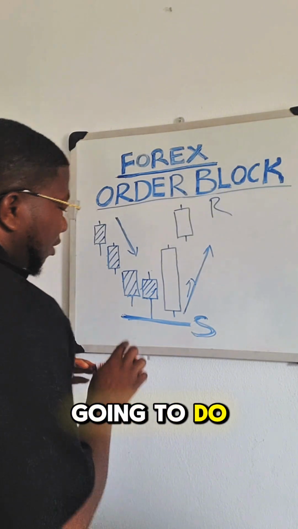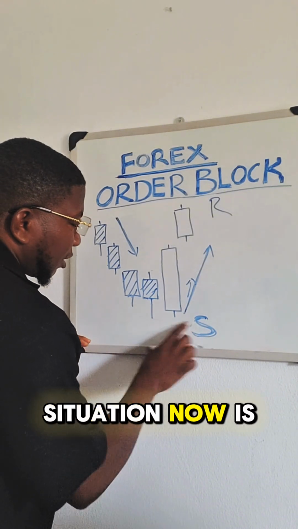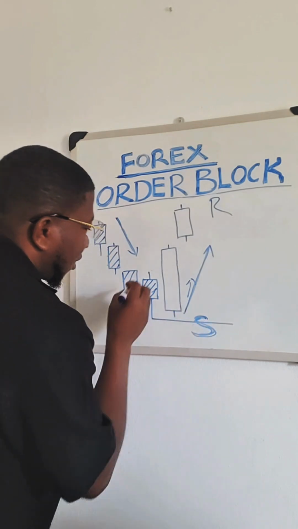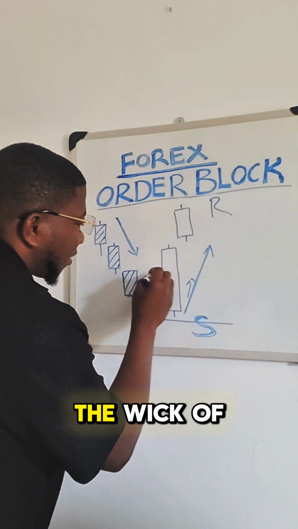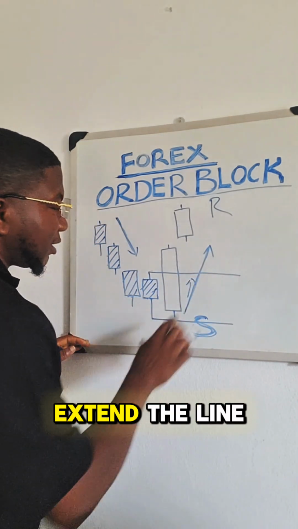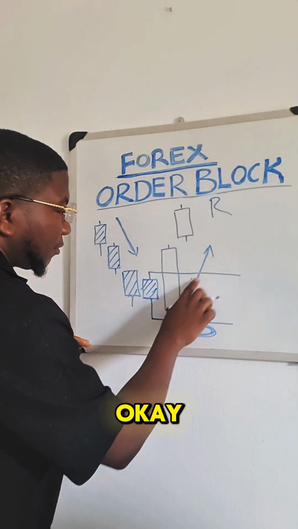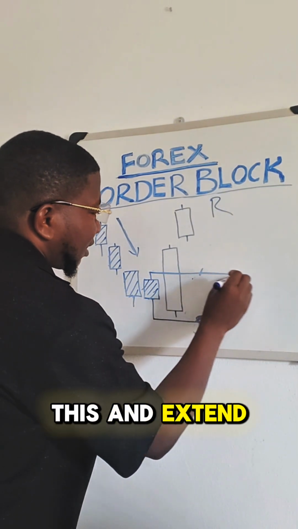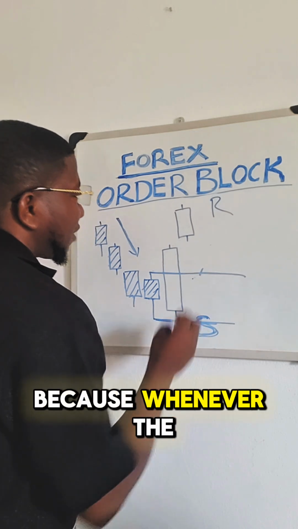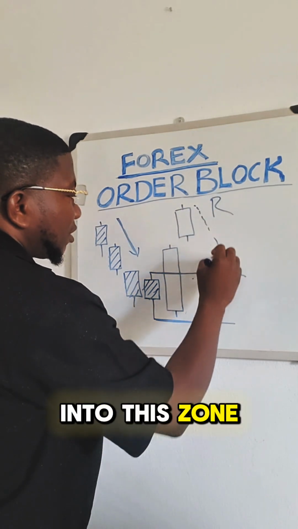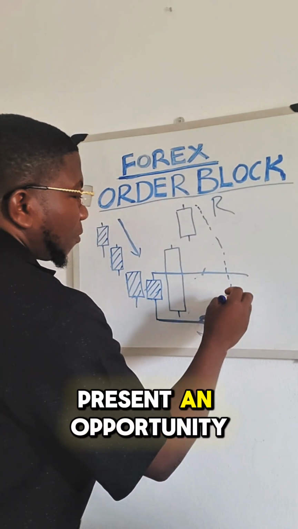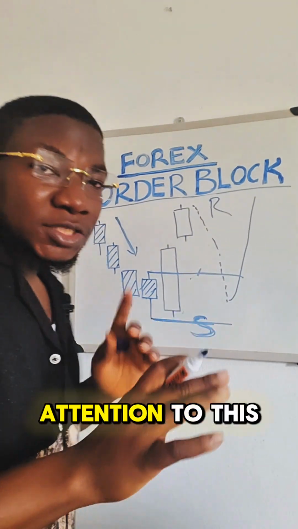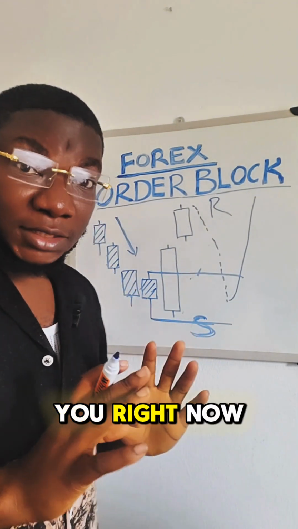What you are going to do in this situation is mark the wick of the last opposite candle, and then extend the line just like this. Once you mark it and extend it, you wait, because whenever the market comes back into this zone in future, it's going to present an opportunity for a buy. I want you to pay attention to this piece of information I will give you right now.